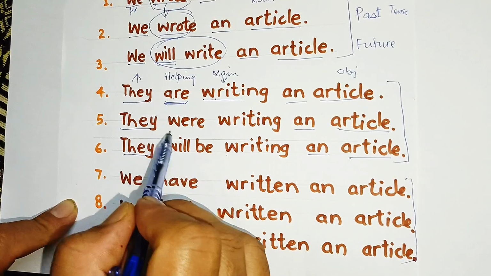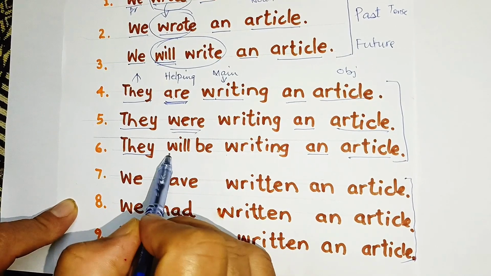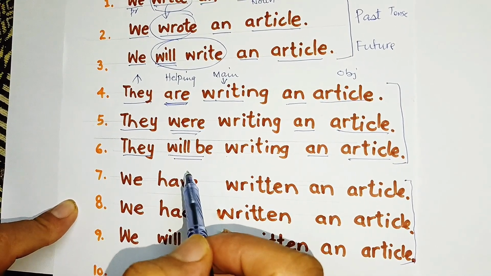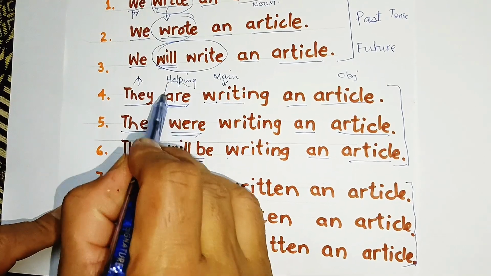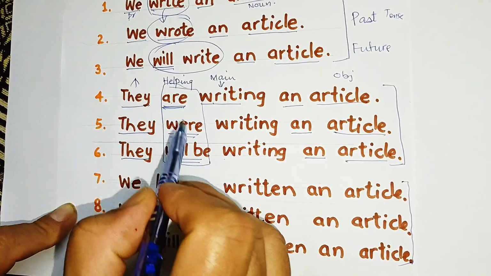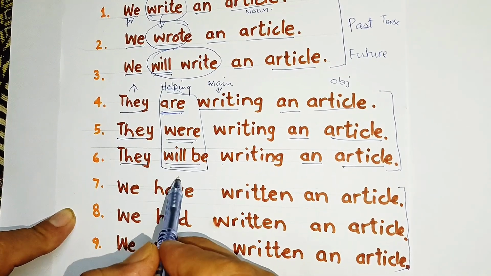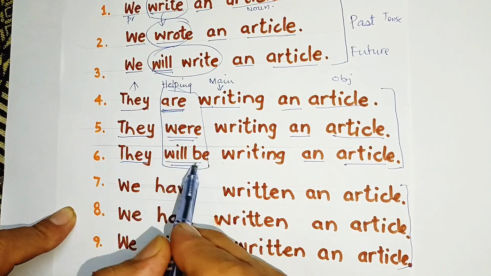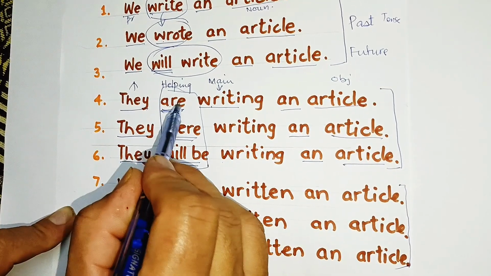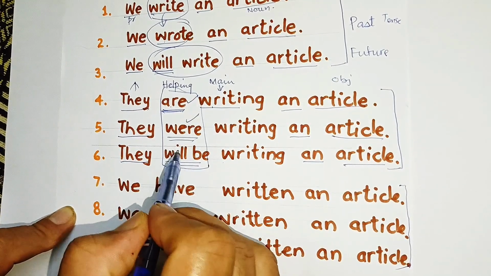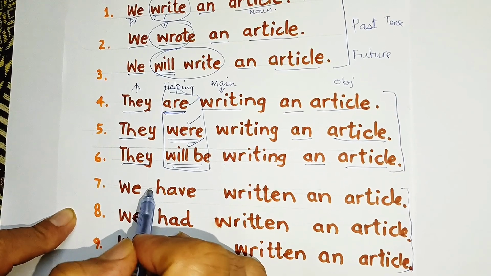Are is present form, were is past form, and will be is in future form. So we can understand from these helping verbs that the tense of these particular three sentences is present. You can see are is present, were is past, and will be is future.